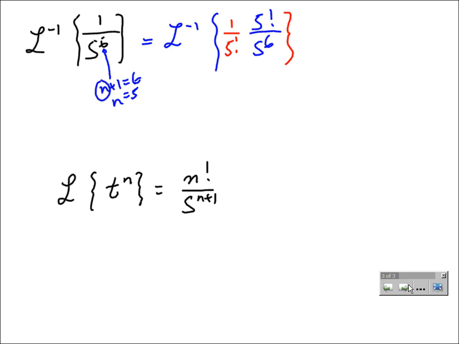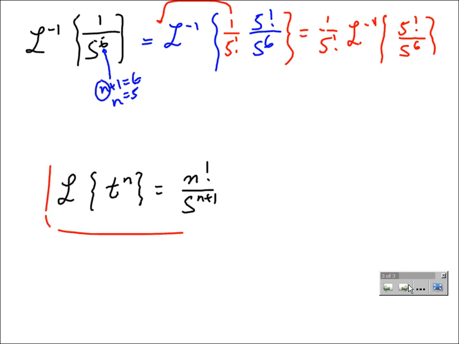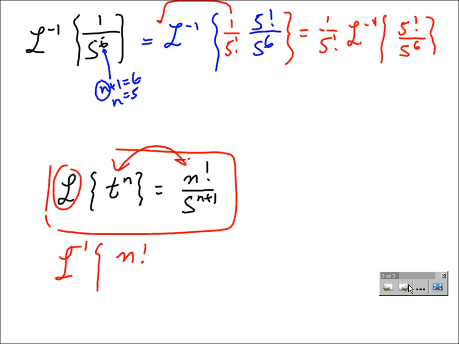Now, inverse Laplace transformations are also linear. I'm not going to prove that, but they are. We can bring out the 1 over 5 factorial: 1 over 5 factorial times the inverse Laplace transformation of 5 factorial over s to the 6. Well, if we know this, when I switch these two, the L becomes L inverse of n factorial over s to the n plus 1, and that equals t to the n.